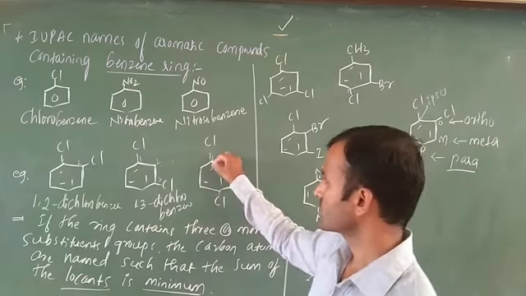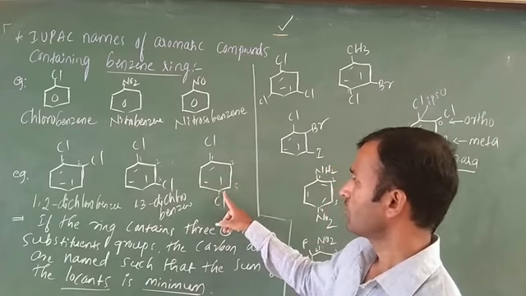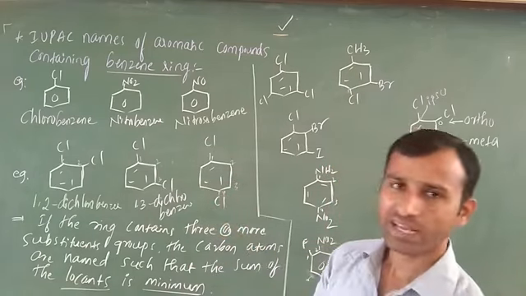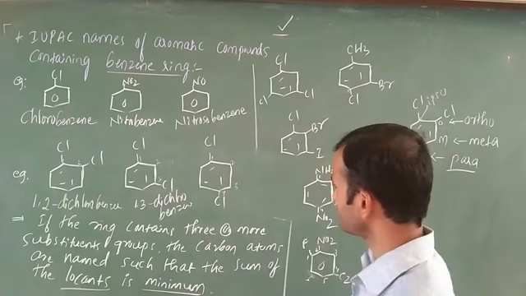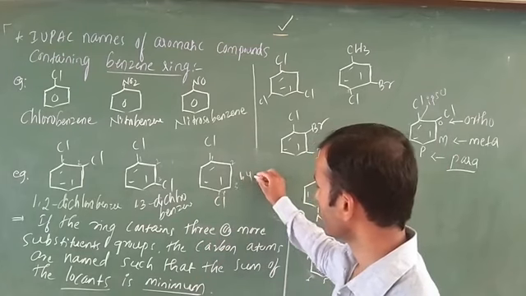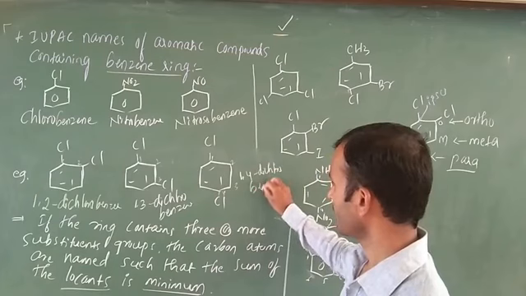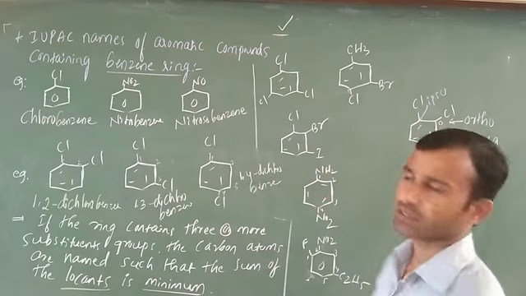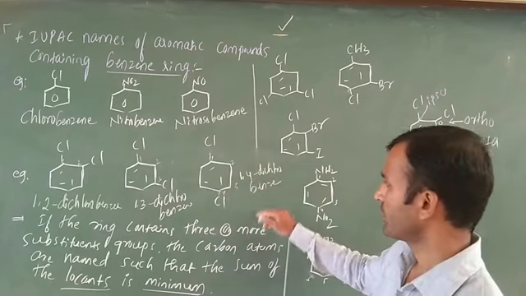That is why in this case the numbering is 1, 2, 3, 4. In this case, 1,4-dichlorobenzene. What is the name of this one? 1,4. I am going to write here 1,4-dichlorobenzene. You have to write it as dichlorobenzene. Right. 1,4-dichlorobenzene.